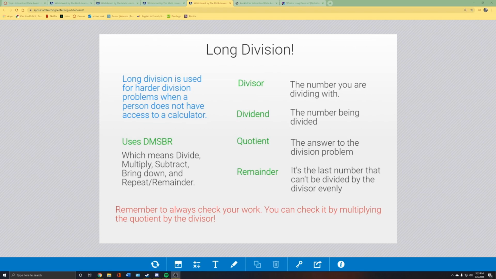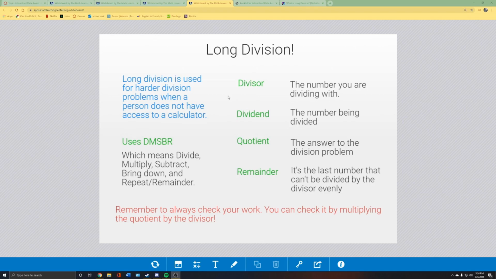Those are two of our vocab words for today. Our vocab words are divisor, dividend, quotient, and remainder. Divisor is the number you are dividing with. You might have been taught that it's the smaller number in the problem, but that's not always the case. A lot of the time, but not always.